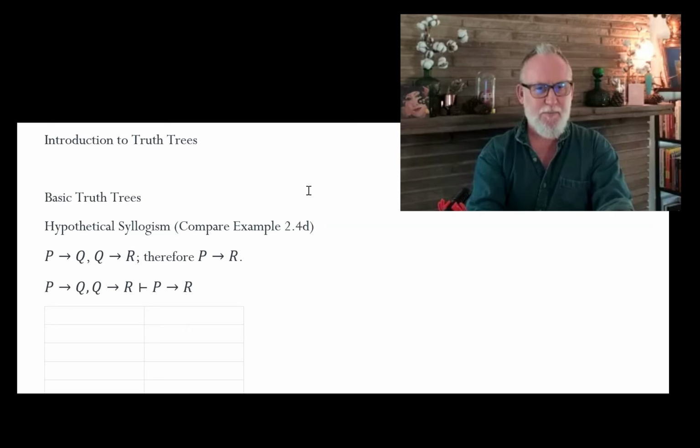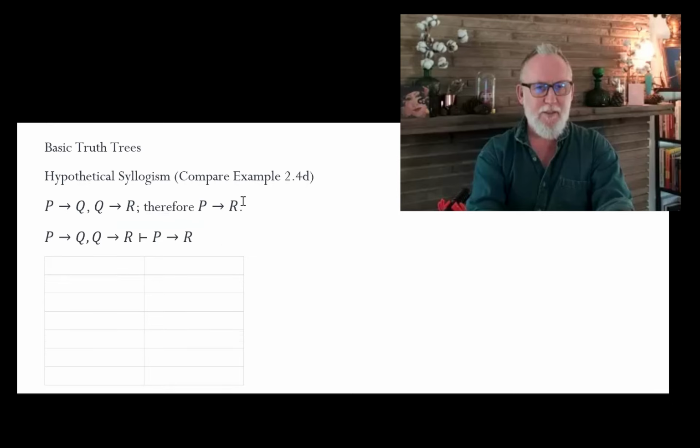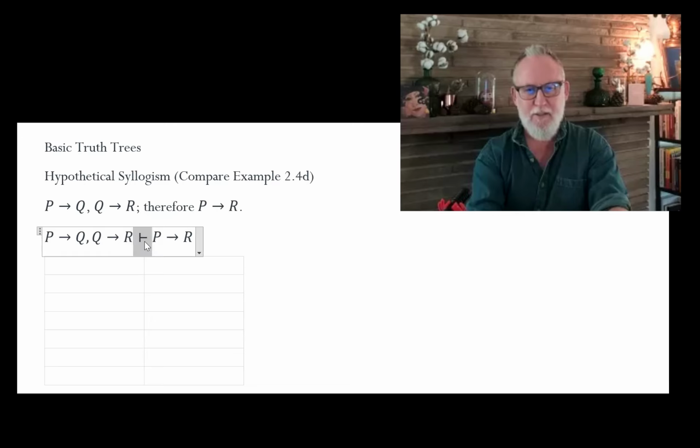So let's see. Introduction to truth trees. For a basic truth tree, let's look at hypothetical syllogism. P only if Q, Q only if R, therefore P only if R. And we can also use the turnstile here for the therefore part. Okay.